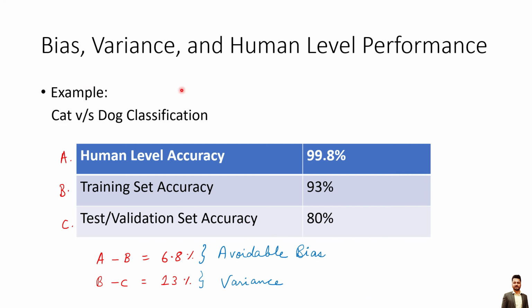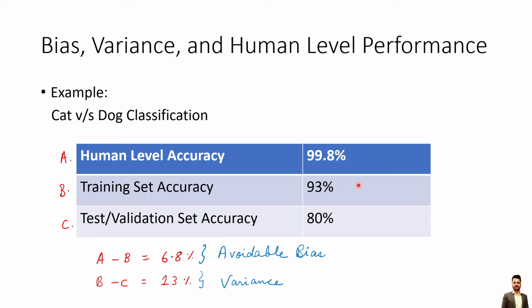Now I want to add one more concept to it, human level performance. So let's see an example of cat versus dog classification. Given a set of cat and dog images, a human can give a very high accuracy result. You have to just say if the image is having a cat or a dog. Only if you are not able to understand the breed of a dog or a cat, you might make some error. So we are saying that you will get 99.8% accuracy in telling if it is a dog or a cat. But if your model is being trained, the training set accuracy is 93%.